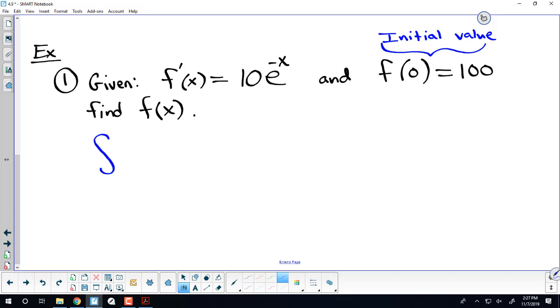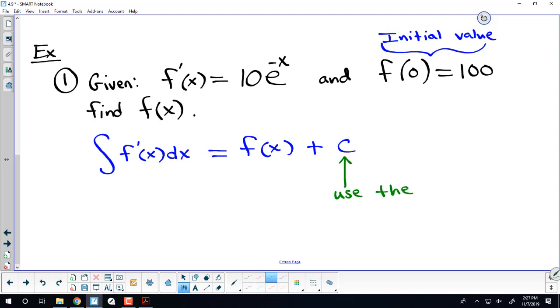So a general statement is, if I take the antiderivative of a derivative, I'm going to get f of x plus a constant. Does everybody agree with that? Being inverse operations, antiderivative here. And then for this constant here, we use the initial value or initial condition to find C.